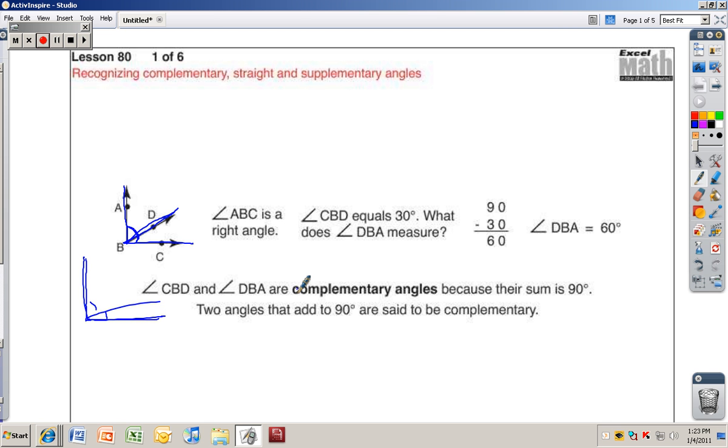Now I want you to kind of picture this C in complementary to almost look like an L that we kind of turn sideways. So we're going to write complementary. That's going to help you to remember what complementary is. You're going to see in just a second why that would help you out.